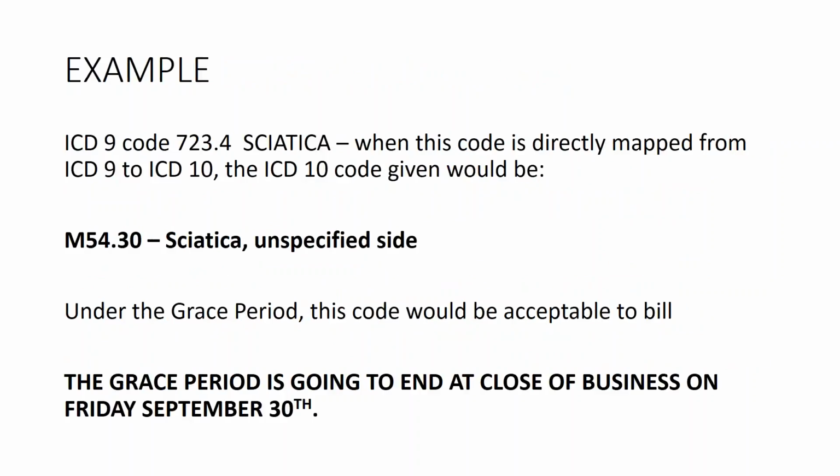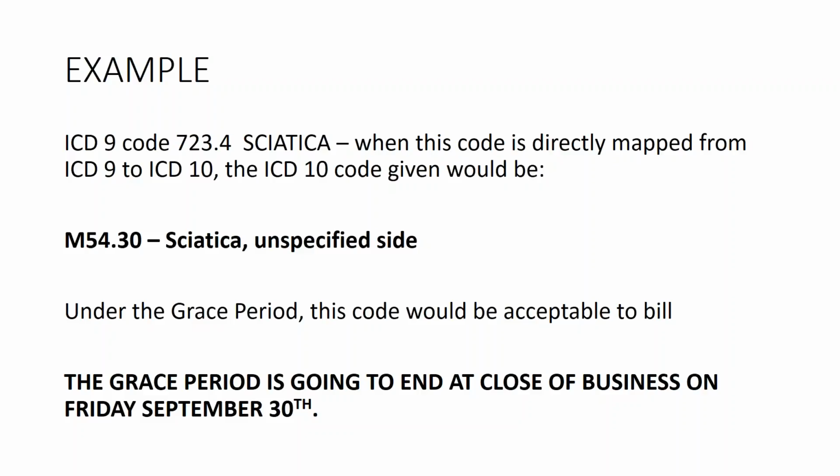A really common one for chiropractic is sciatica. The ICD-9 code was one code, 723.4, which was sciatica. Now, when that code was directly mapped, using a general equivalence mapping, or GEM, from 723.4 to ICD-10, the code that would be given would be M54.30, sciatica unspecified side. Under the grace period, this would be an acceptable code to bill.